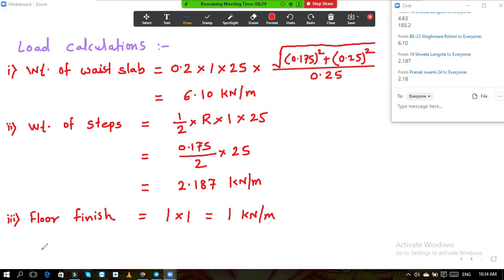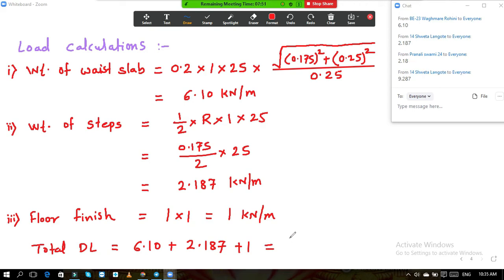Now total dead load. So we will calculate the total dead load now. Total dead load is equal to 6.10 plus 2.187 plus 1. So what is the value? 9.287 kilonewton per meter.